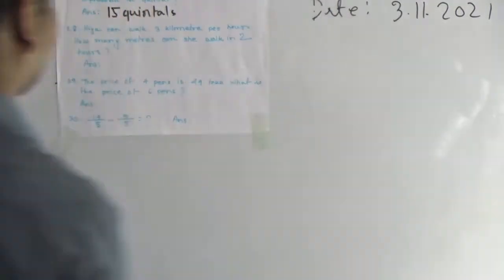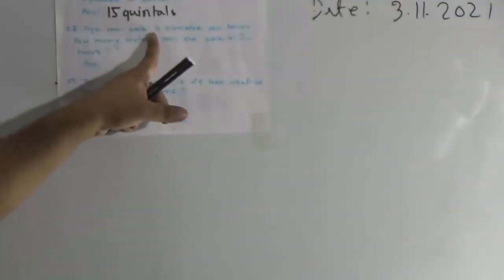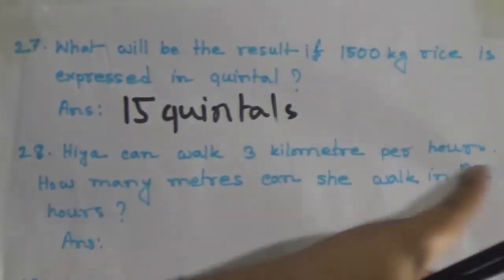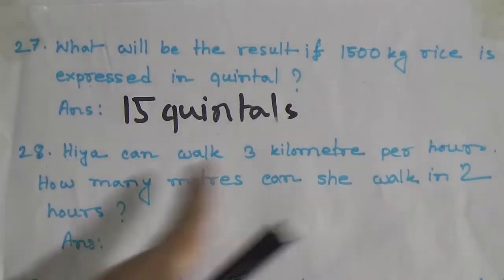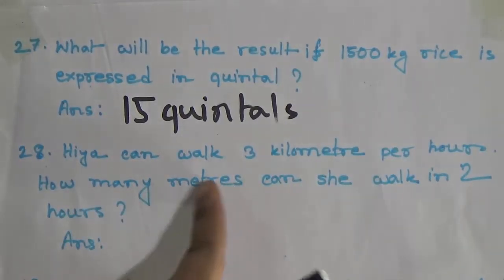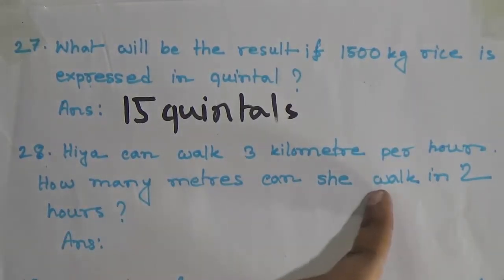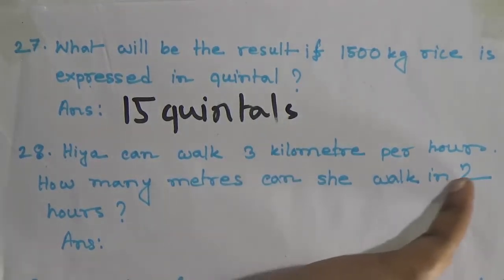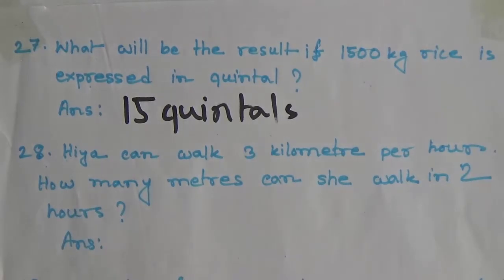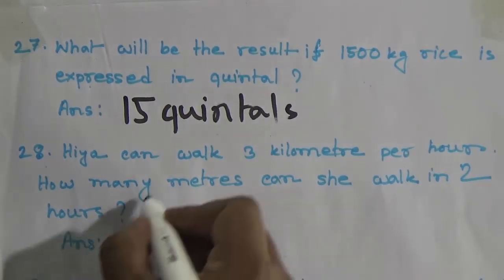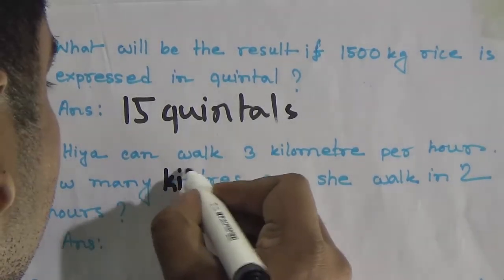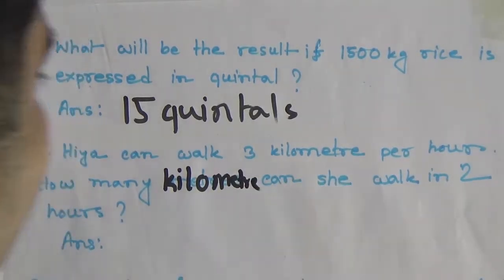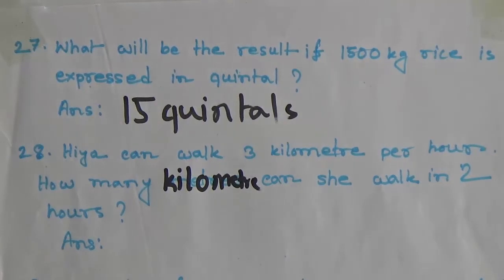28 number question. So easy math. Here she can walk 3 km per hour. Per hour means in 1 hour. In 1 hour, she can walk 3 kilometers. My dear student, how many kilometers can she walk in 2 hours?